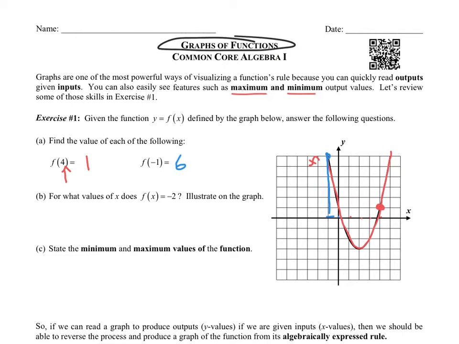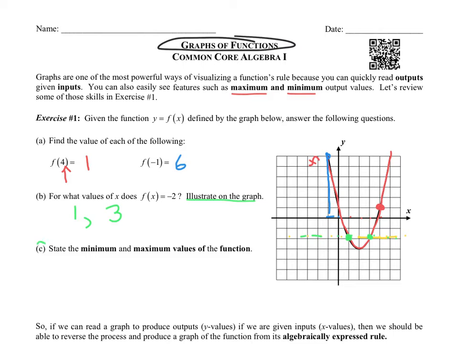Next question, for what values of x does f of x equal negative 2? And I talked about this last week. We draw that little horizontal line through negative 2, and we see where that curve crosses negative 2. And it crosses negative 2 when x is 1 and when x is 3. Okay, so this question has two answers. It says illustrate on the graph, and what it means by that is draw that little horizontal line.